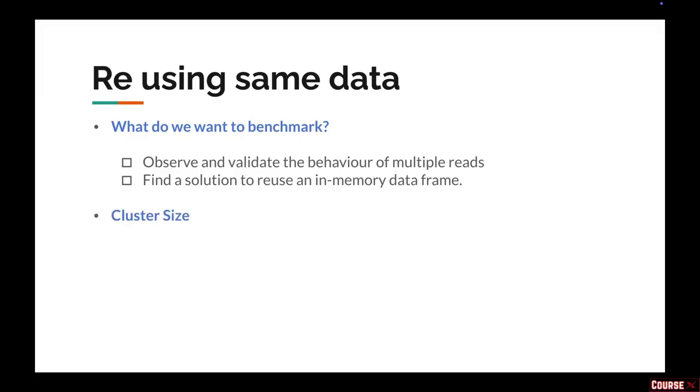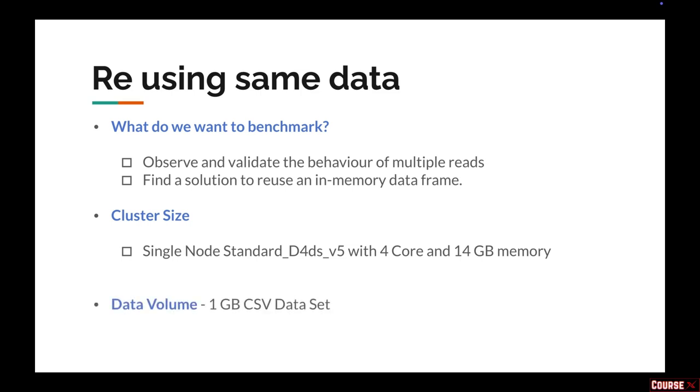So what is the cluster size that we are going to use in this experimentation? We will be using the same single node cluster with 14 GB of memory and 4 core that we used in the previous lesson. What is the data volume? Data volume will be 1 GB CSV dataset. So it is enough to demonstrate this use case. Okay. So let's go ahead to the Azure Databricks UI and let's do the experimentation.